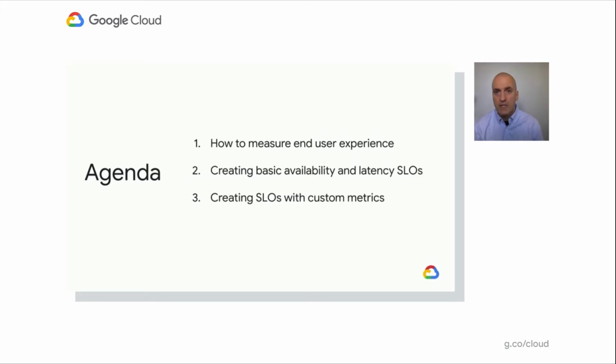From there, we're going to get into how you might actually start moving on this journey yourself by first creating some basic availability and latency SLOs using Google Cloud Monitoring. And from there, I'm going to dive into some best practices for implementing custom service level indicators using custom metric telemetry. So with that said, let's get into it.